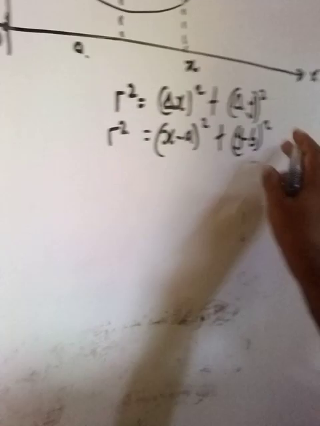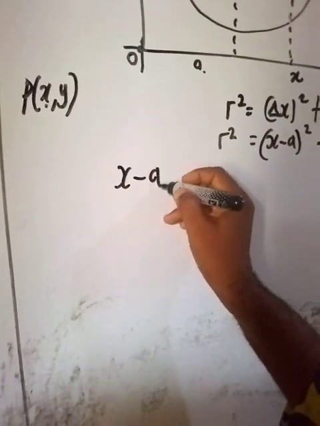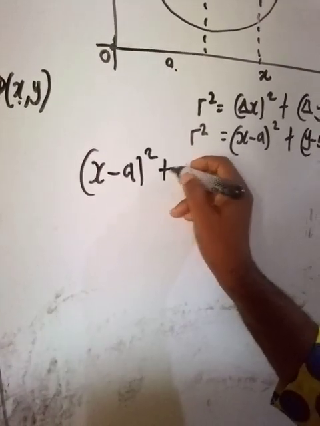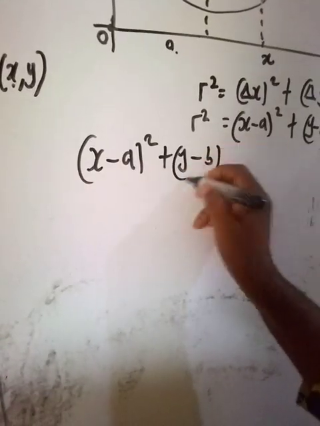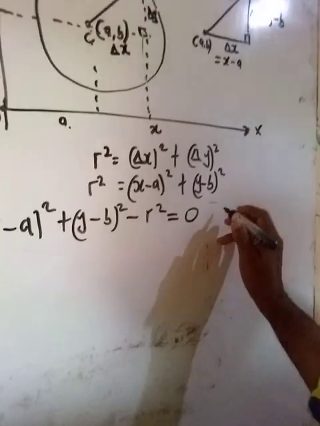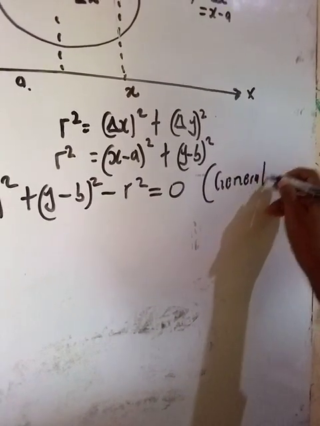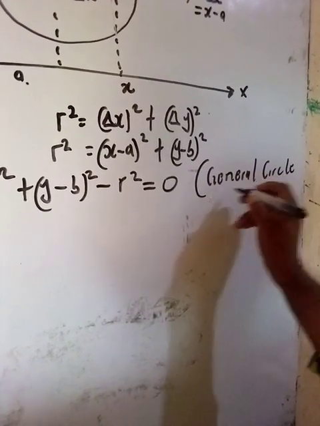So I can take this r squared to the other side of the equation. I can write it as (x minus a) squared plus (y minus b) squared minus r squared, everything equal to 0. What I have here is known as the general circle equation.